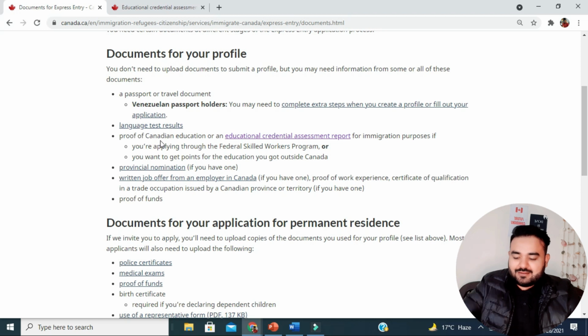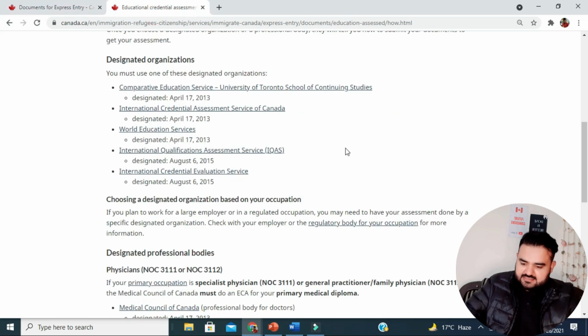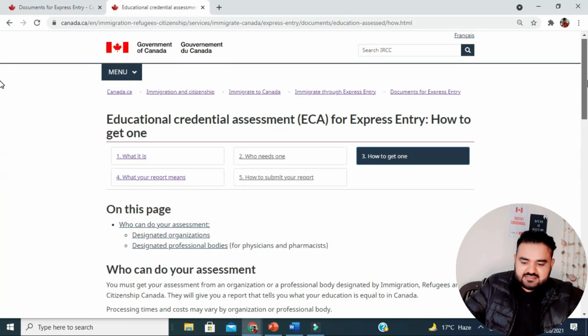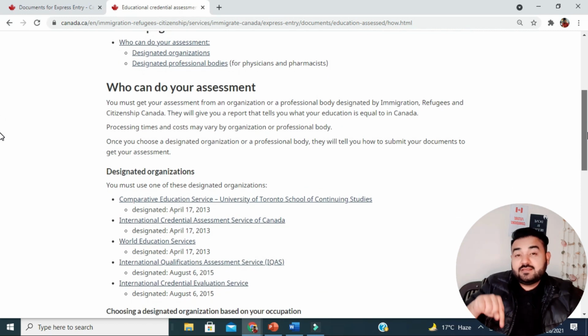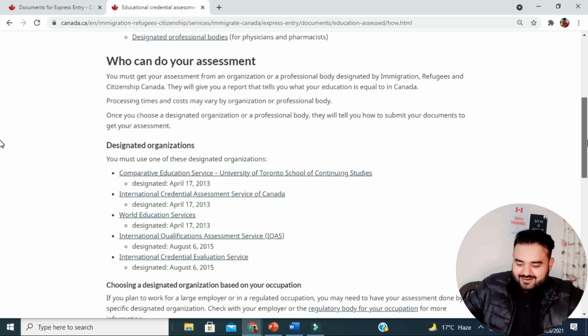So for Canadian education you do not need an ECA, that is Educational Credential Assessment, but for all foreign degrees, you need an ECA, and this is the ECA information on the Canadian website. Okay, so these are the things that consultants charge $3,000, $4,000 for doing all these things for you, which is, I mean, nothing if I reiterate the fact.